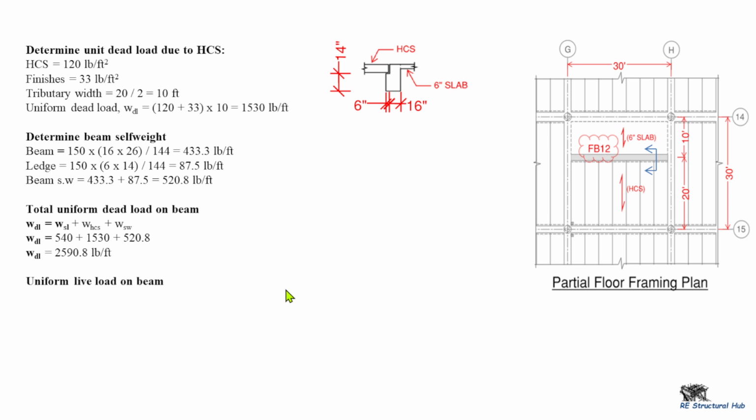The next one is to determine the live load on the beam. We are given a live load of 50 pounds per square foot. Then multiply that by 10 plus 20, the 10 plus 20 here in the plan, and just simply divide by 2. That would give us 750 pounds per foot.